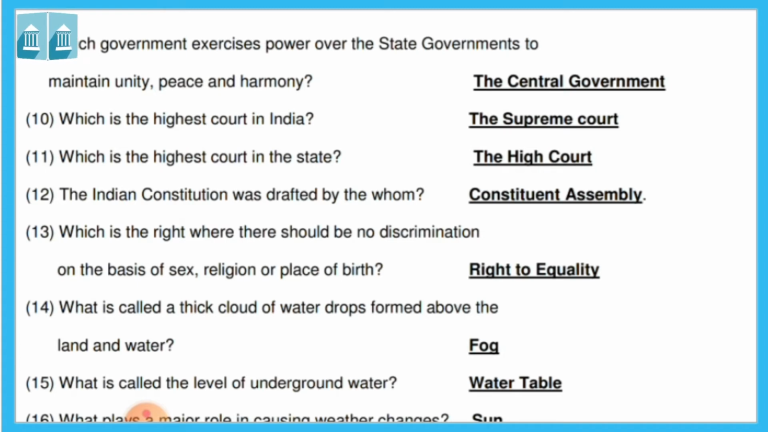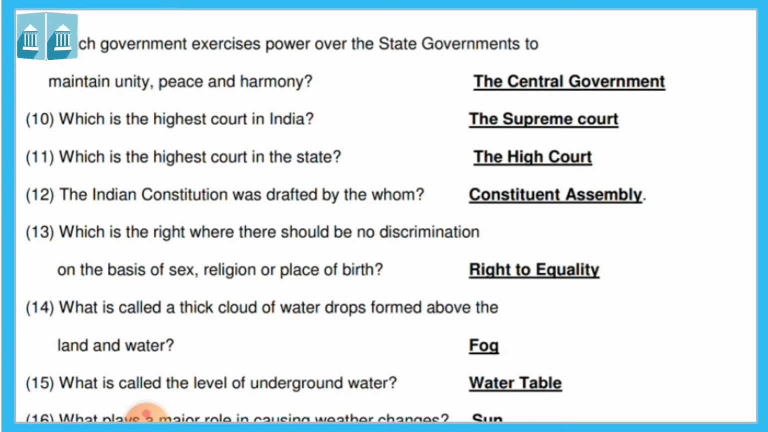Twelfth, the Indian Constitution was drafted by whom? The Indian Constitution was drafted by whom? The Constituent Assembly. So the Indian Constitution was made by a group, which is called the Constituent Assembly.